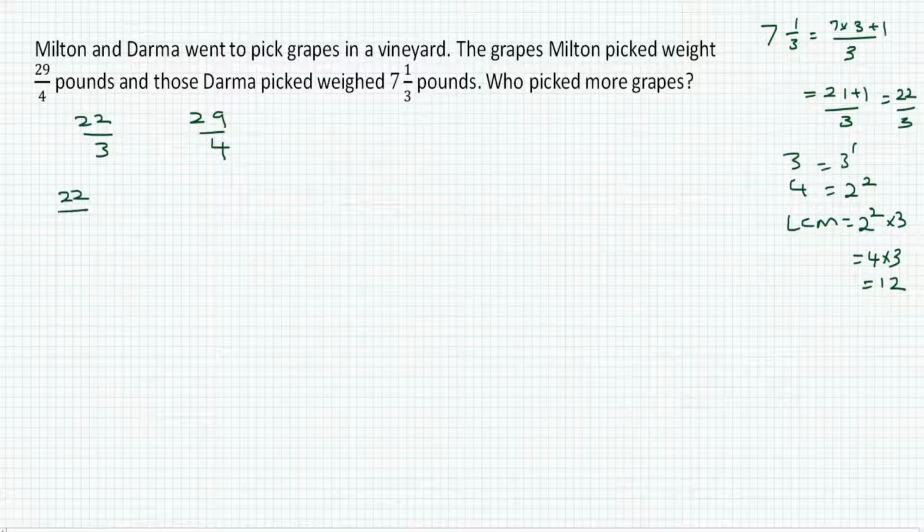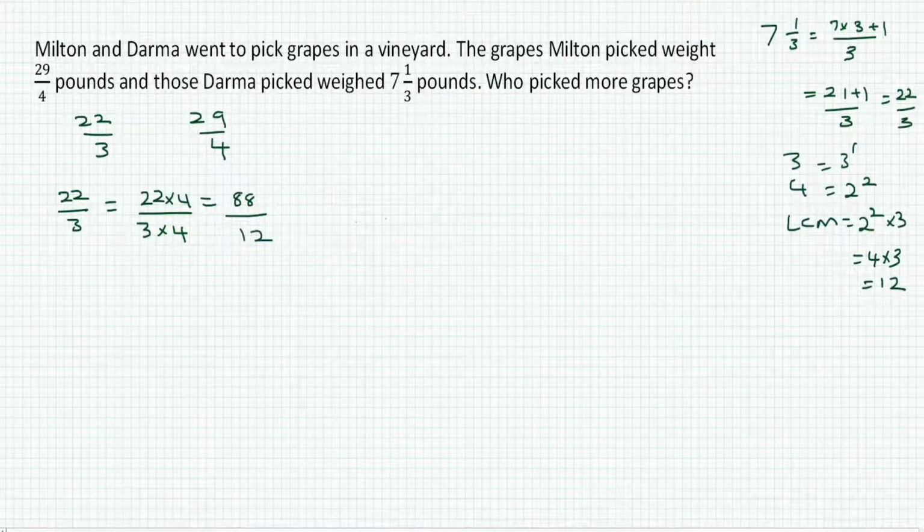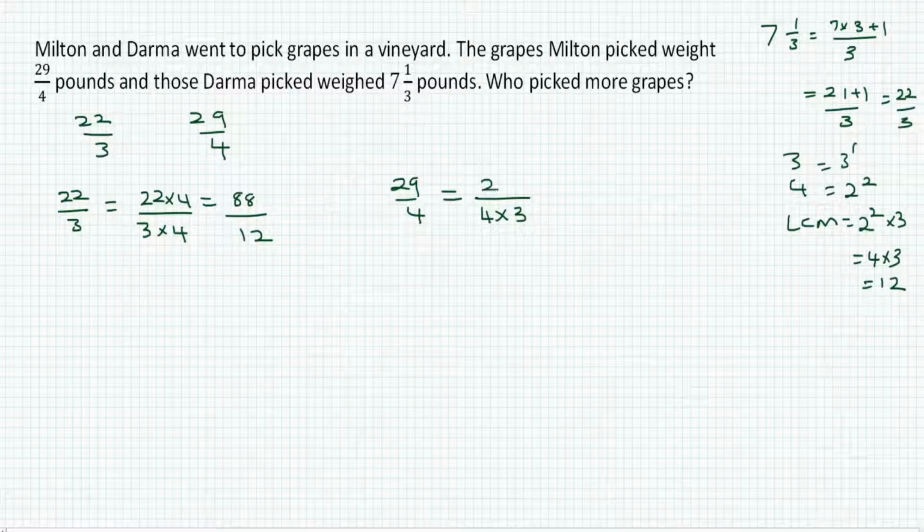So 22/3 is equal to, we multiply 3 by 4 so we multiply 22 by 4. That's going to give us 88/12. And then 29/4, we're going to convert this to a fraction with a denominator of 12. So we multiply 4 by 3, we multiply 29 by 3. This is going to give us 87/12. So who picked more grapes?